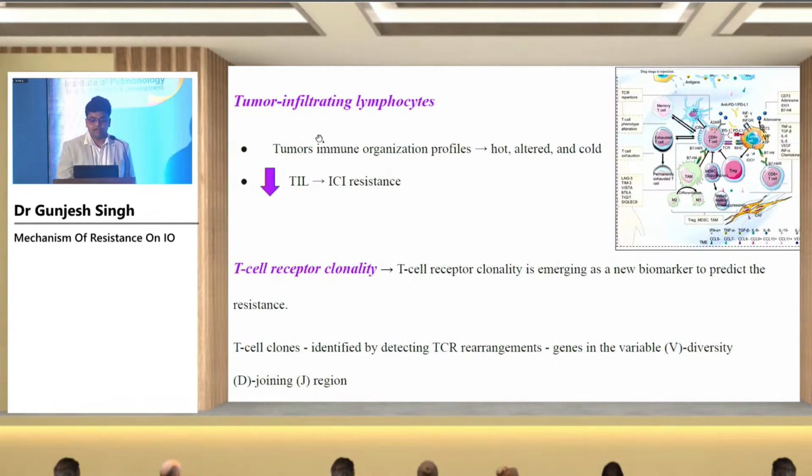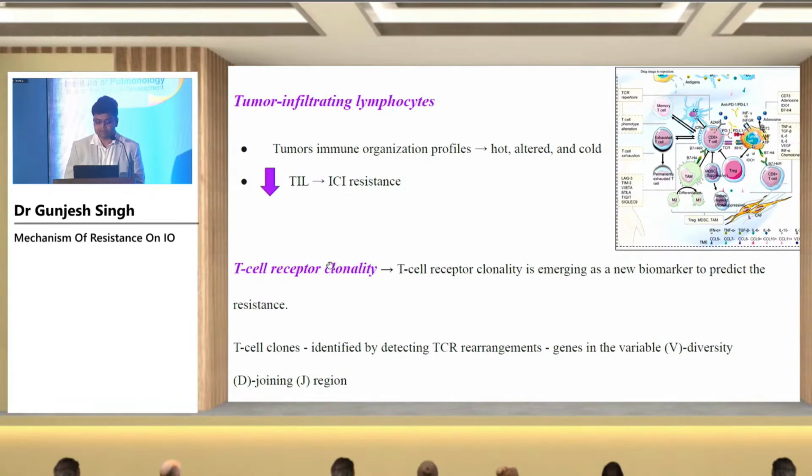So what are tumor-infiltrating lymphocytes? In this tumor microenvironment, we have various lymphocytes: the cytotoxic T cell, Treg cells, and dendritic cells. Tumor can be further classified depending upon this tumor-infiltrating lymphocyte into hot, altered, and cold tumor. If there is a high number of tumor-infiltrating lymphocytes, we call it hot, and patients having fewer TILs, we call it cold or altered. So low TIL means more of immunotherapy resistance.